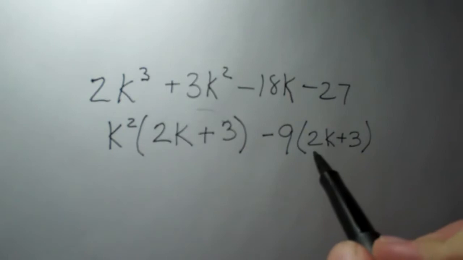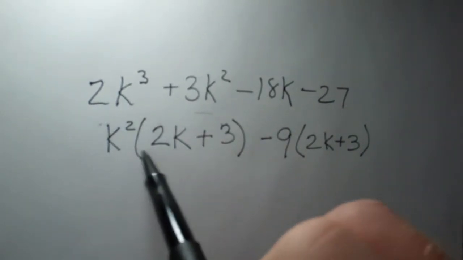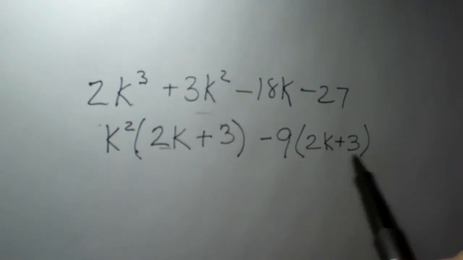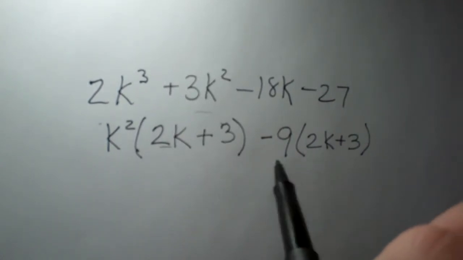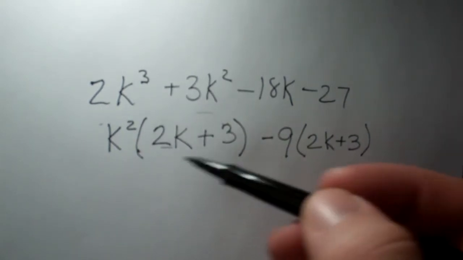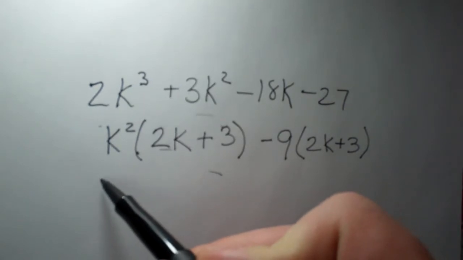What we have here is very good. This is showing us that in this term we have a factor of 2k plus 3, and also in this term we have a factor of 2k plus 3. That's what you want to see if factoring by grouping is going to work. Since this factor shows up in both terms, we can factor it out also.